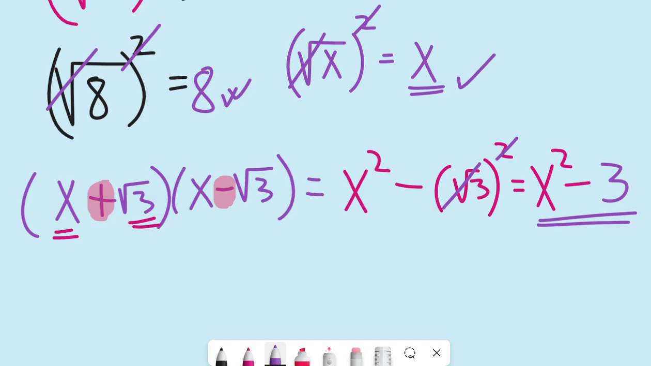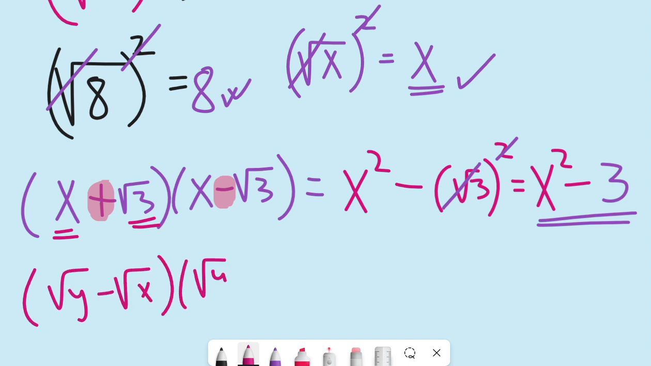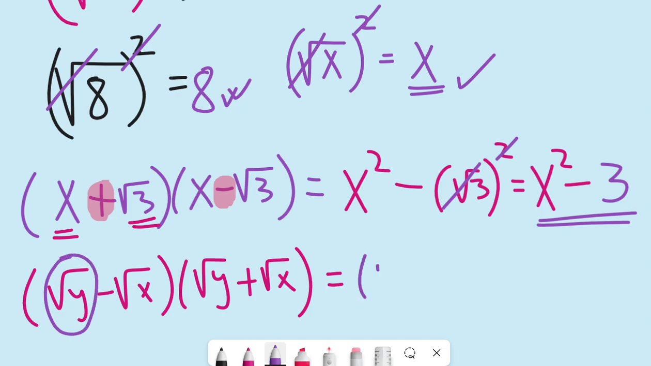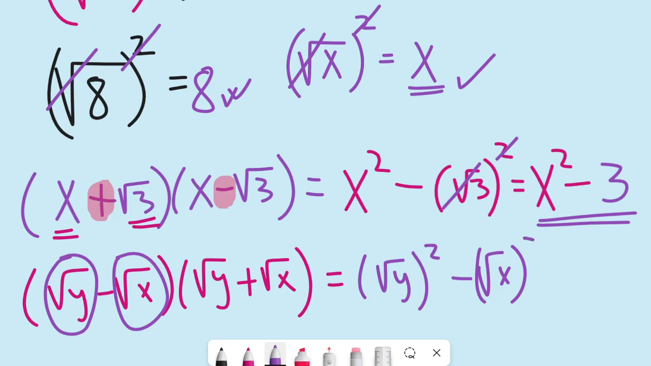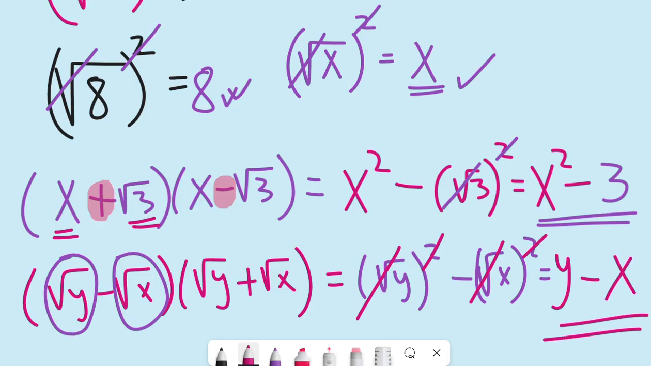We are done. What if we have, for example, square root of y minus square root of x, square root of y plus square root of x? So, get your first number, square root of y, and square it. Get the second number, square root of x, and square it. We learned today, root power goes away, y. Root power goes away, x. That's it. We have it.